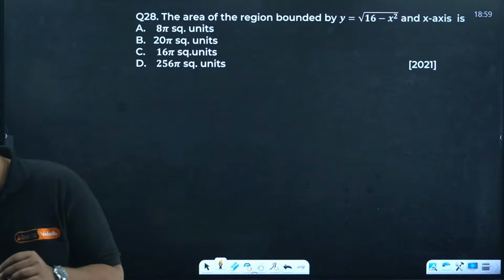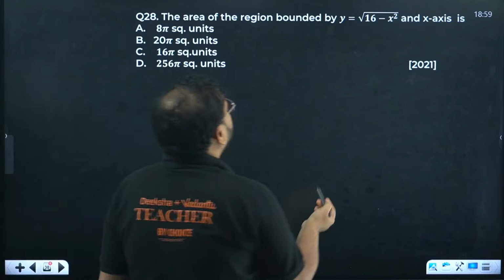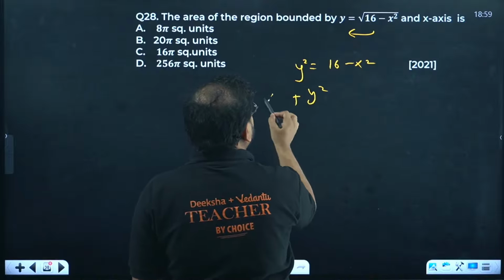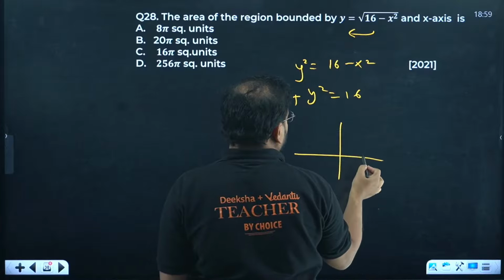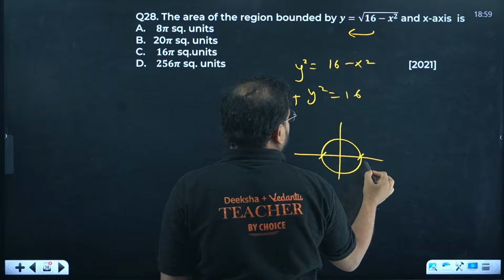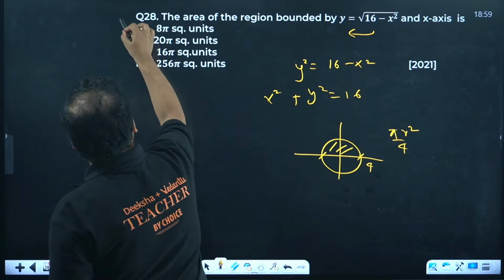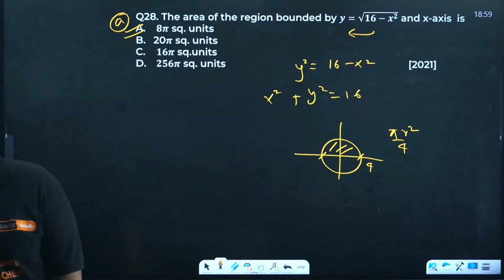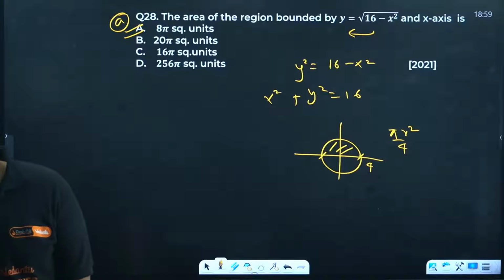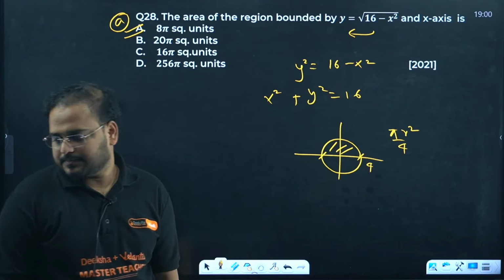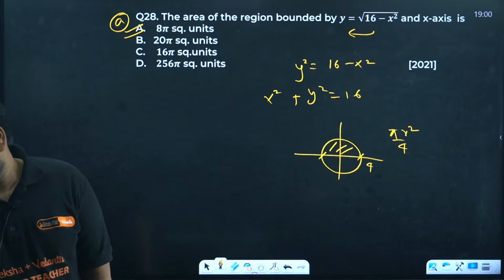The answer for this question, guys. What curve is this? y square equals 16 minus x square, so y square plus x square equals 16. This is the curve, sir. They are asking in the first quadrant only. The radius is 4, sir. We are asked for a semicircle's area, so pi r square by 4. A. A and B are the same. It's a circle actually, right? It's not an ellipse. Yes, A is correct, right? Yes. Next.